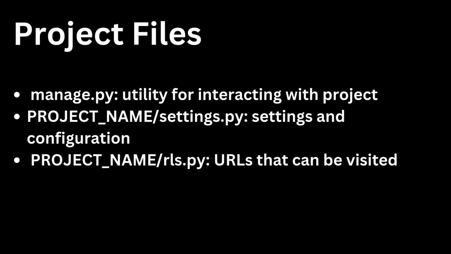After that, you can see the project name. If you go to project name urls, sorry, I mistyped here. It is urls.py, where you find the URLs that you can visit. For example, the default will be admin/, where you find the admin page. Okay, so the structure is like that.